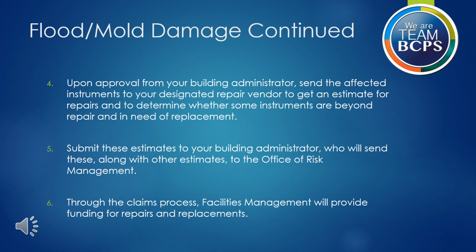Upon approval from your building administrator, send the affected instruments to your designated repair vendor to get an estimate for repairs and to determine whether some instruments are beyond repair and in need of replacement. There is usually some lag time between when the event occurs and when you send your instruments for estimates. Be sure to communicate with your vendor to let them know that your instruments will be coming. Next, submit these estimates to your building administrator, who will send these, along with other estimates, to the Office of Risk Management. Next, through the claims process, Facilities Management will provide funding for repairs and replacements.